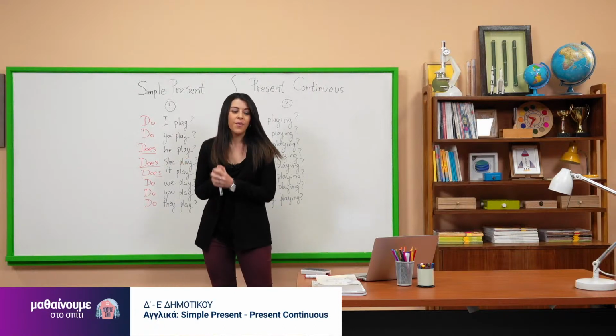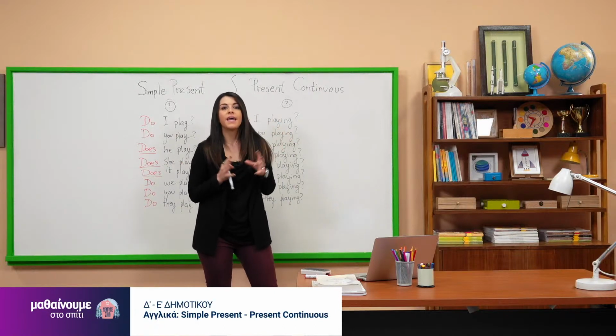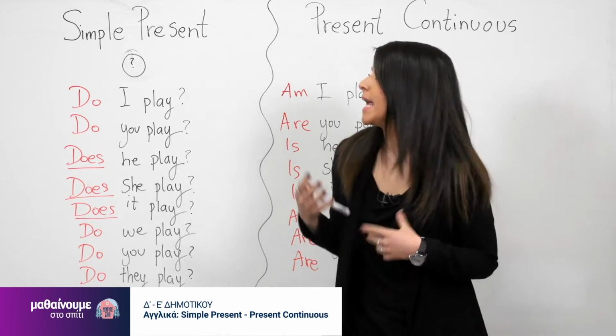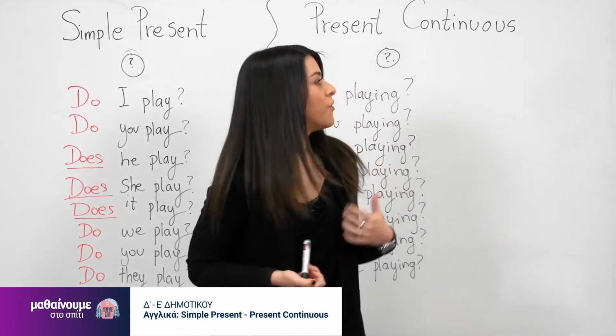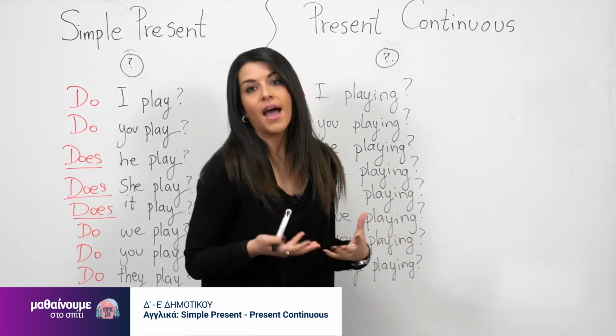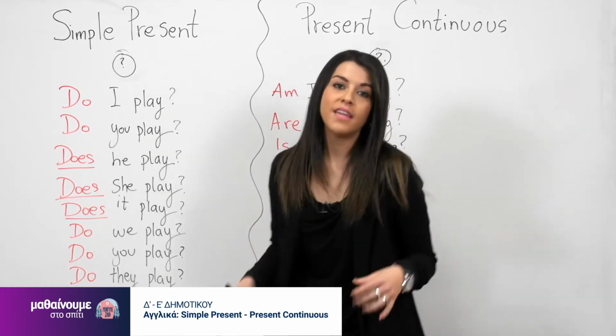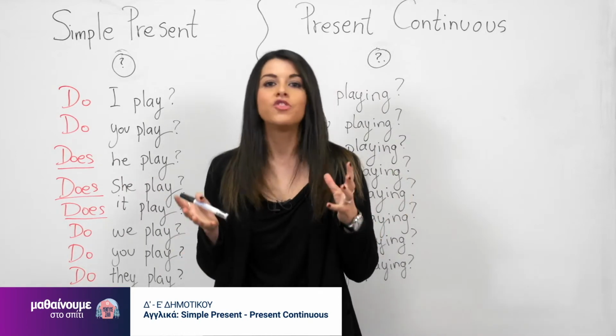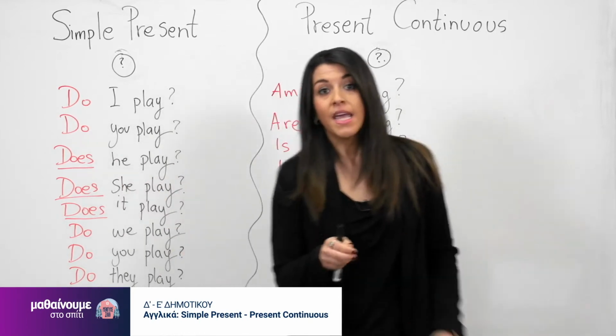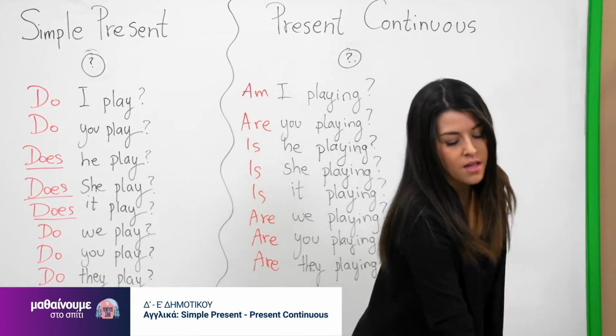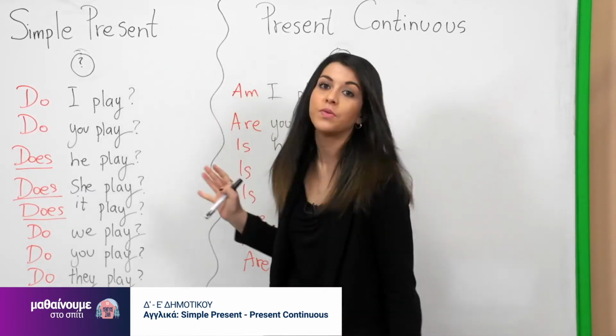Simple present. Now, present continuous is something that happens now. So, κάτι που γίνεται αυτή τη στιγμή. For example, right now, I am teaching, okay? Or you are sitting on your couch. So it's happening now. Now, this is the first use they have.